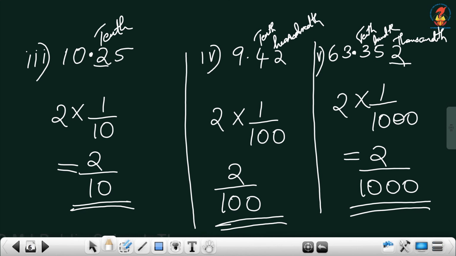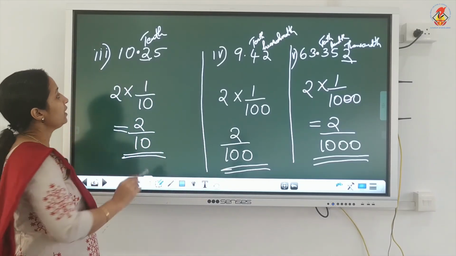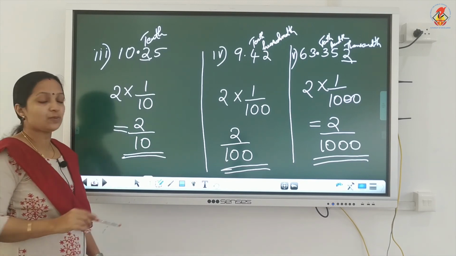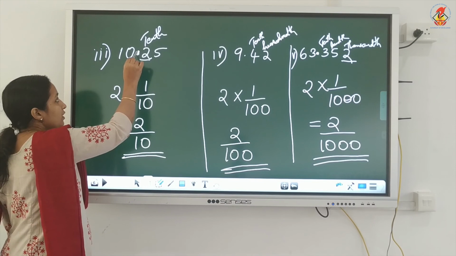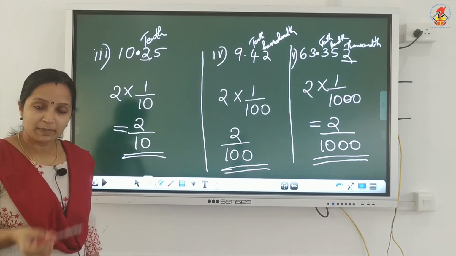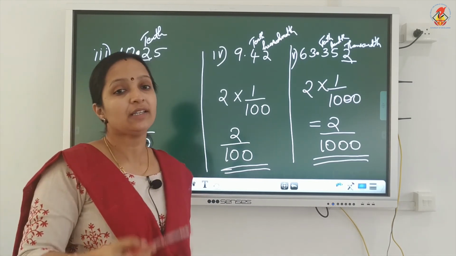Okay. So here 2 is standing in 100th place. So what is the place value of 2? 2 by 100. Here 2 is standing in 1000th place. So what is the place value of 2? 2 by 1000. Here 2 is standing in 10th place. What is the place value of 2? 2 by 10. After the decimal point, the first place is 10th, second place is 100th, third place is 1000th, like that it will go.